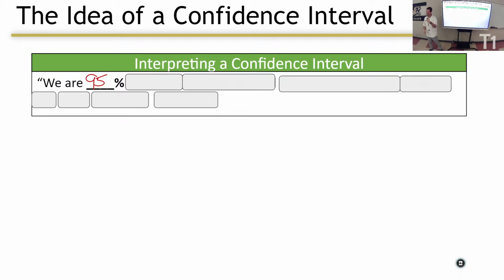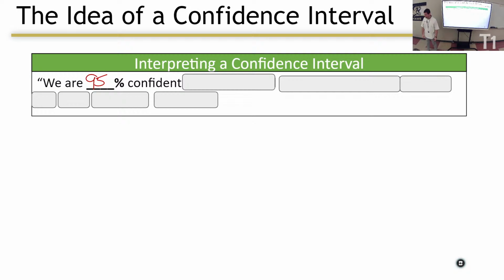So typically 95, 99, 90 are the most common. However, I've seen 96 and 98 and 93. Sometimes they'll put some different numbers up there. They'll tell you in the problem. For class sake, I will always say 95. If they don't tell you, use 95. If they don't ever tell you, don't guess, just 95. So we are 95%. We are 90%. We are 99%. I am 99%.